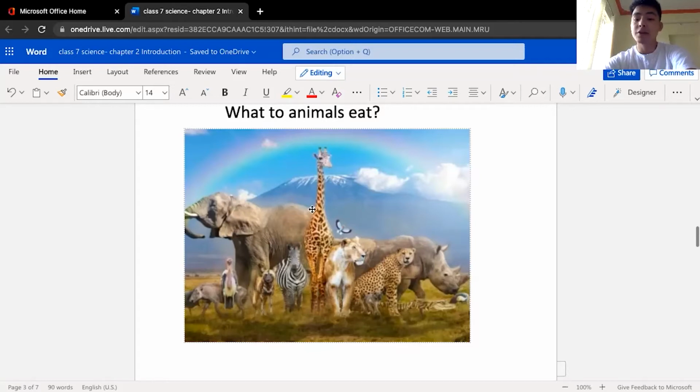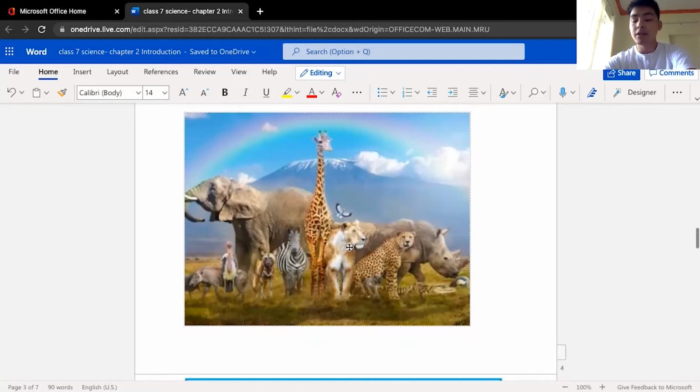Giraffe, same. Okay, a lion, a lioness, a cheetah, if we go by their diet, they are mostly, the majority of their diet is flesh based. They eat other animals. That is also the same thing.